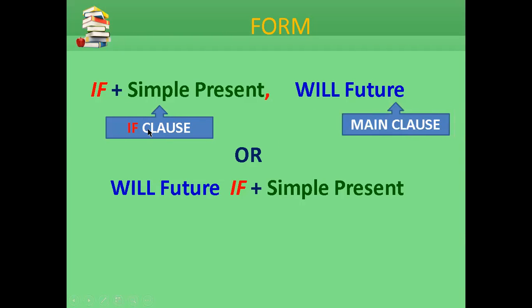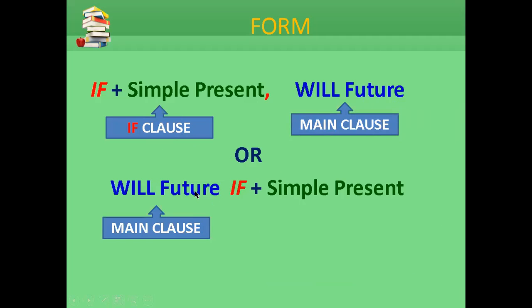Look at this: if clause, main clause. So we have two clauses, which means two sentences. Remember that whenever you have a conditional sentence, there will be a reason or a consequence of something. The order of the elements is not really important. If you place the if clause at the beginning, you need a comma. If you start with the main clause and then place the if clause, there is no comma needed. Just if you place the if clause first, you need a comma. Any questions so far?